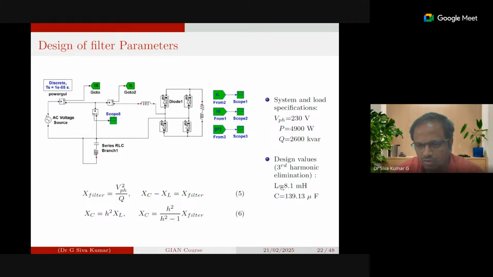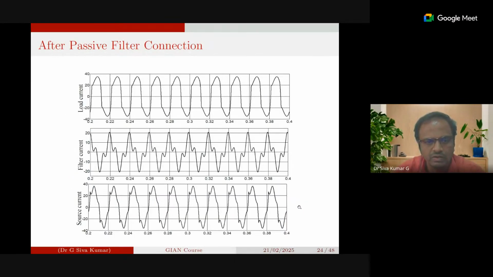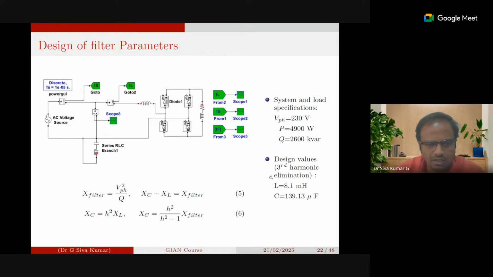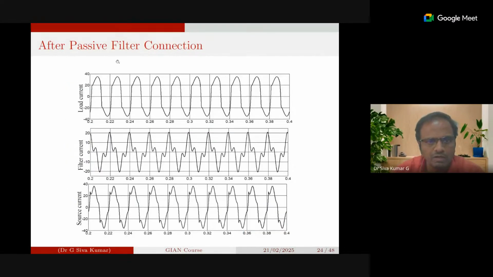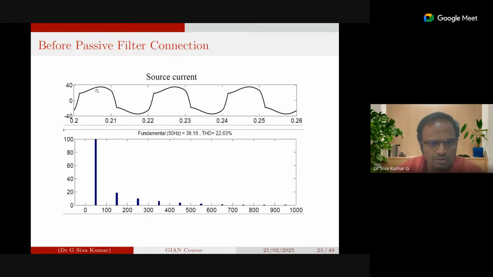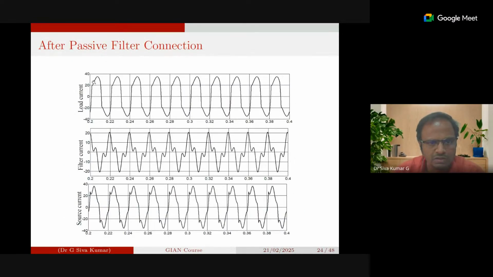The design values for the third harmonic are L equal to 8.1 millihenry and C equal to 139.13 microfarad. Now we simulate again with these values. The previous waveforms were before the passive filter connection, and now we have connected the passive filter. The load current peak value is somewhere around 38 or 39. Here also it is around 36, 37. The load is the same.